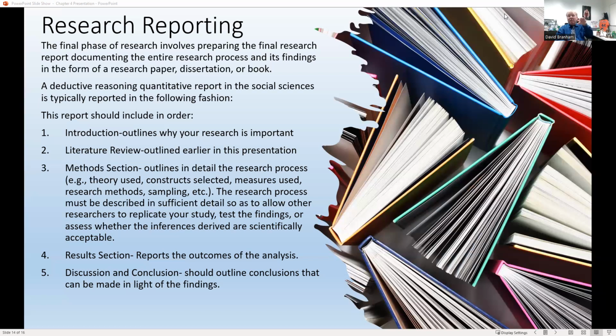But then the next section, the literature review, which we've outlined earlier, is also presented.